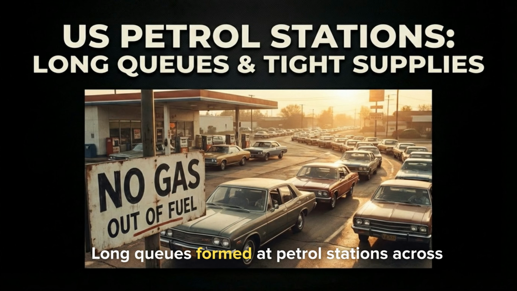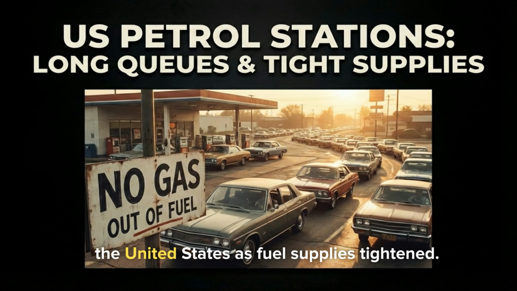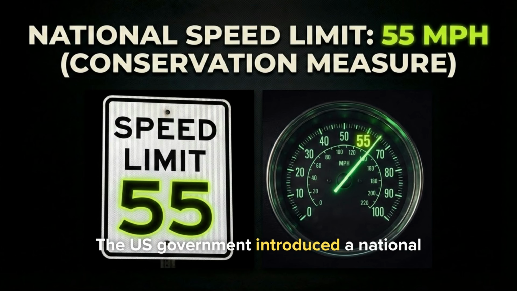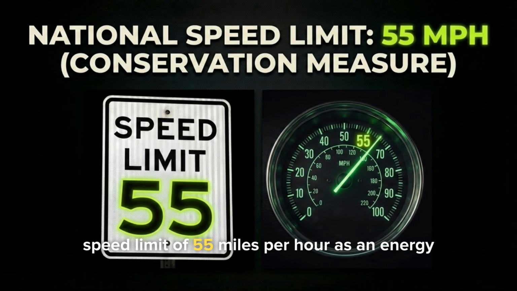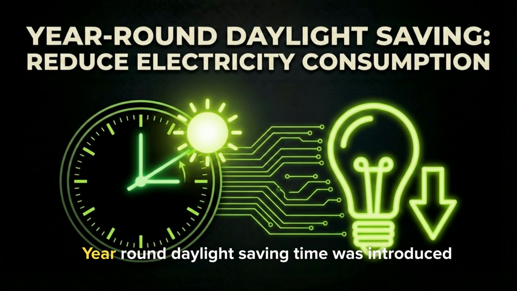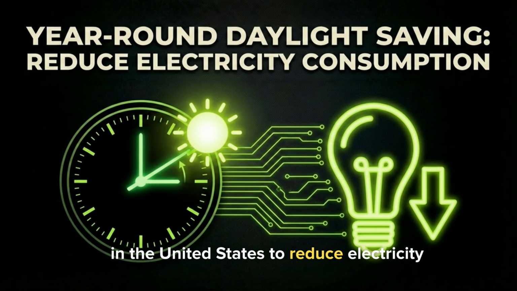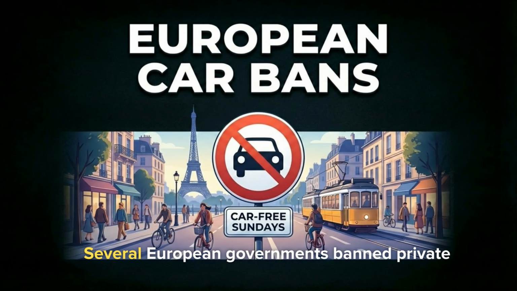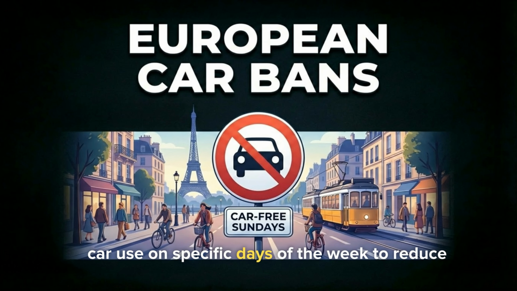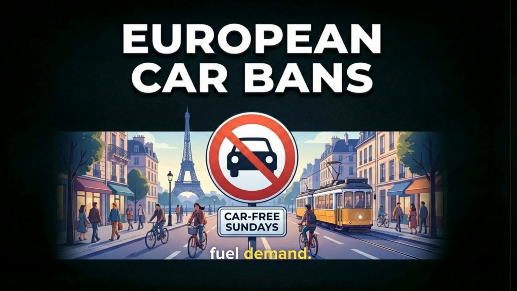Long queues formed at petrol stations across the United States as fuel supplies tightened. The U.S. government introduced a national speed limit of 55 miles per hour as an energy conservation measure. Year-round daylight saving time was introduced in the United States to reduce electricity consumption. Several European governments banned private car use on specific days of the week to reduce fuel demand.